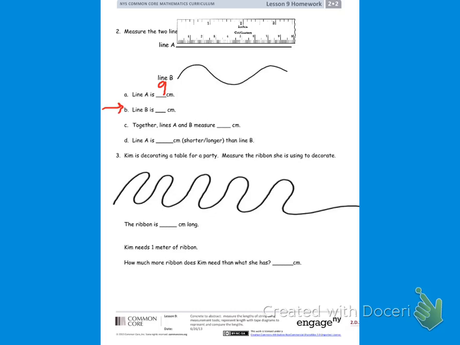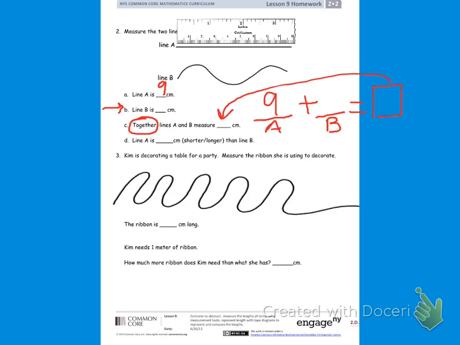Problem number 2C says, together lines A and B measure blank centimeters. When you see the word together, that means they want you to join it. So we'll put line A's number here and line B's number here. Because they want you to put it together, that means we're going to add them together. We already know that line A is 9 centimeters, so we'll put a 9 on that line. And then whatever you found out that line B is, put that number there, and then add the two numbers together to get the answer. That answer will be written on this line.